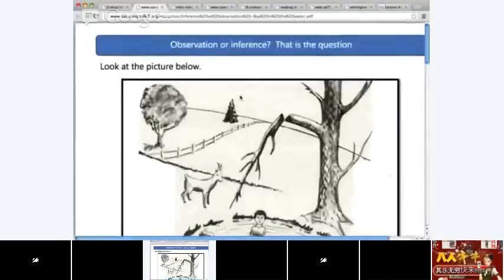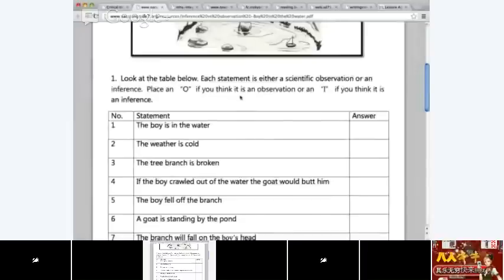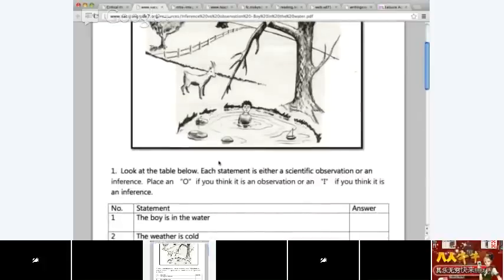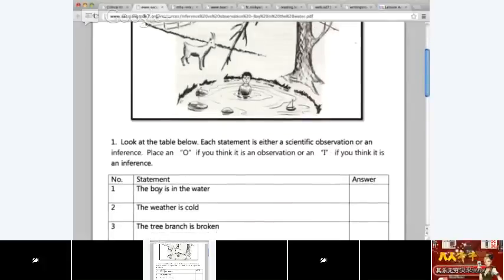Now let's look more at observation and inferences, okay? So we can make sure we really understand it. Can everyone see this picture? Yes. Okay, so we're going to answer questions based on this picture. We're going to say observation if we think it's an observation, or an inference if we think it's an inference. Okay. So the first one, the boy is in the water, playing with the boat. Based on the statements, we're going to say whether it's an observation or an inference. Observation. Perfect.